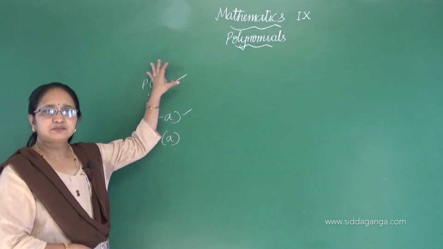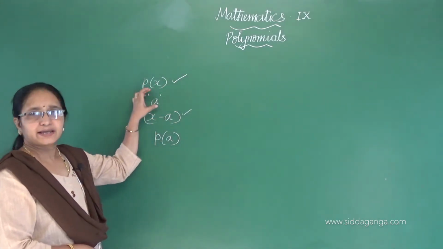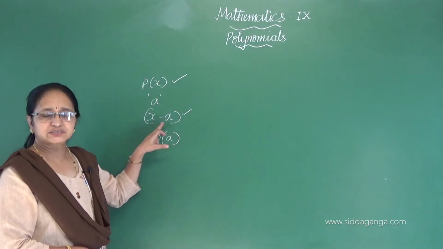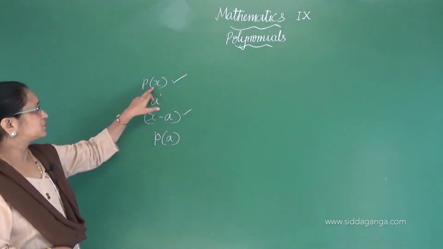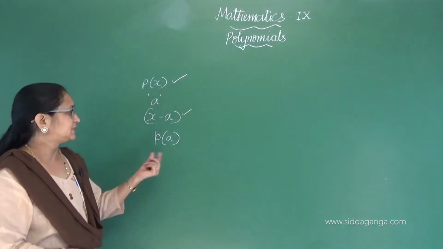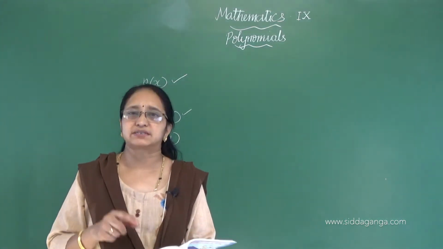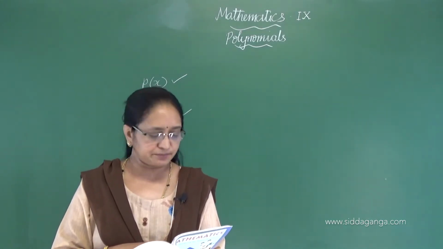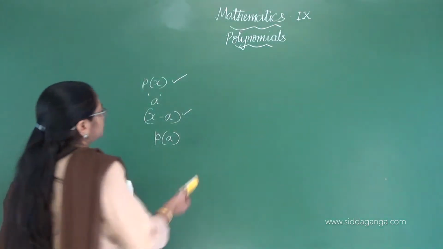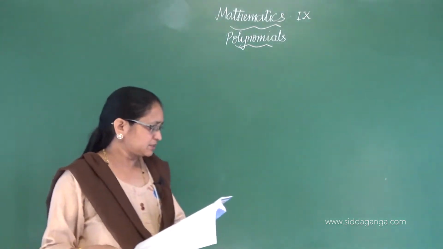See, we have a polynomial of degree greater than or equal to 1 and a real number a. When we divide this p of x by the linear polynomial x minus a, then the remainder we get is p of a. Once again, I am going to solve some examples in exercise 2.3. First question. I will show how we can do this by using the remainder theorem.